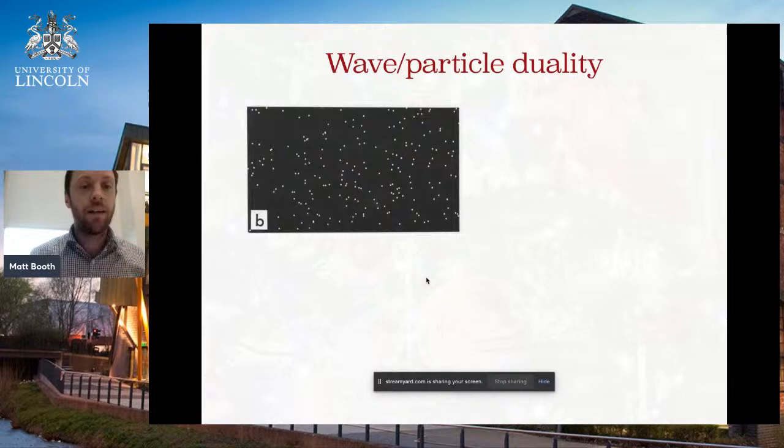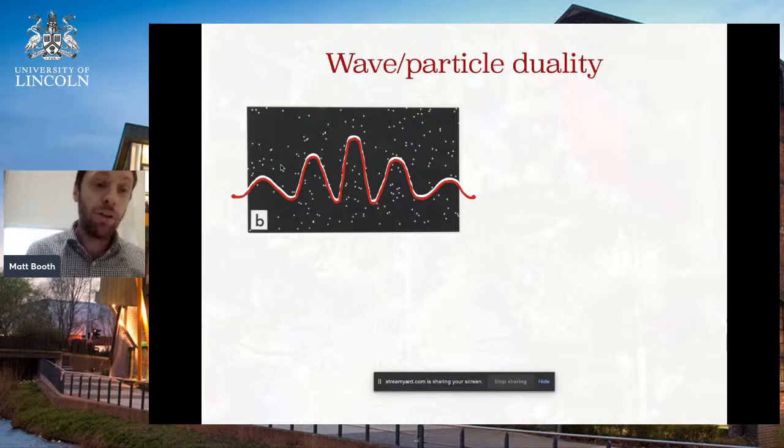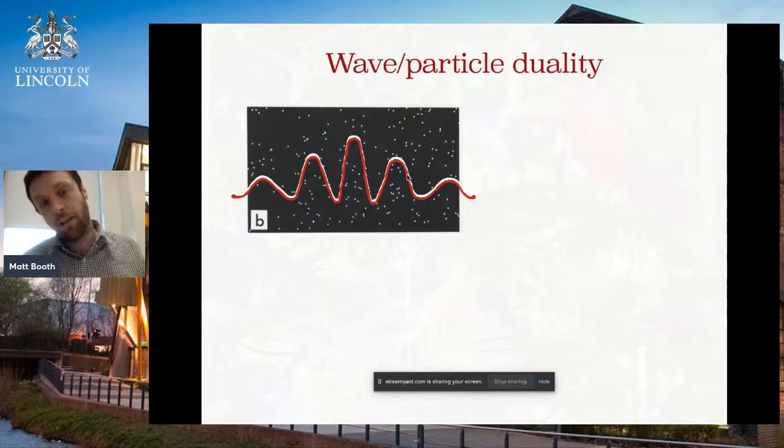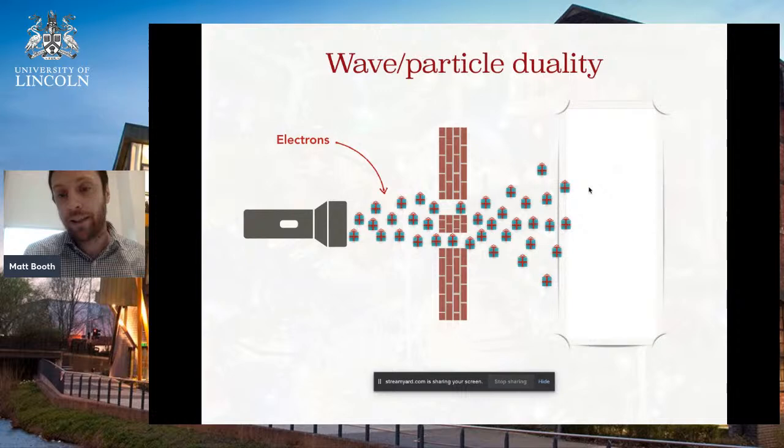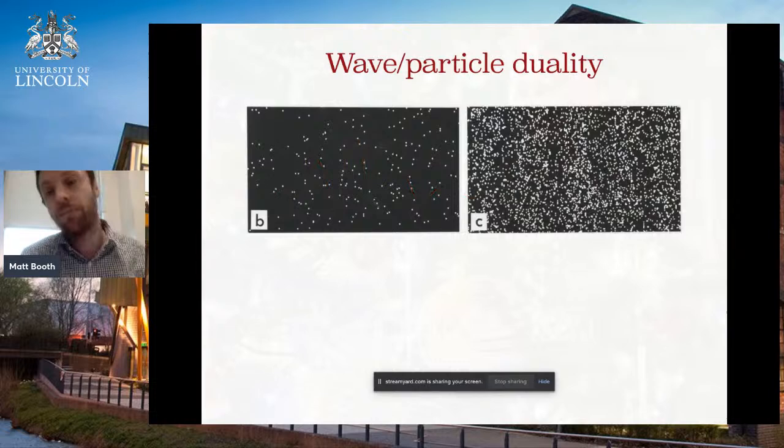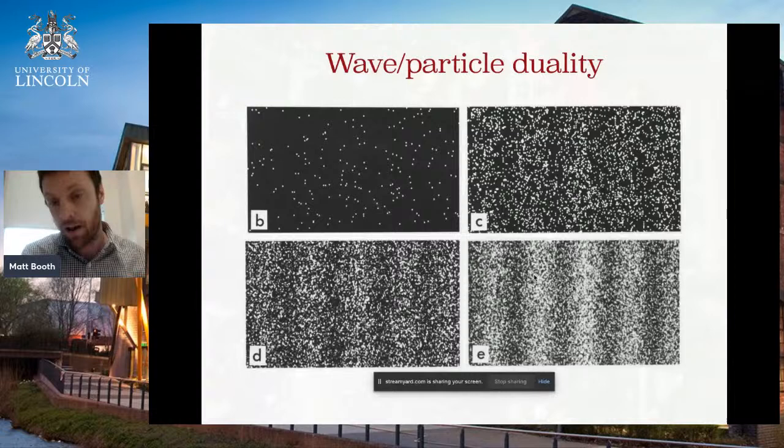pattern. So maybe you can convince yourself there's a pattern here, but it looks very random. As we keep doing this over and over again, we build up these electron collisions on this screen. So this is the screen here, which we're seeing. If we keep doing this, then eventually we do see this interference pattern, these fringes of high amplitude and low amplitude.